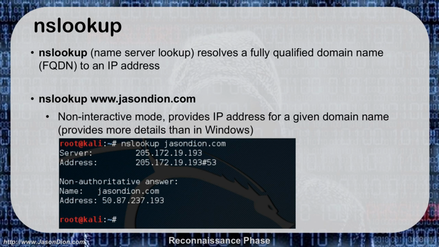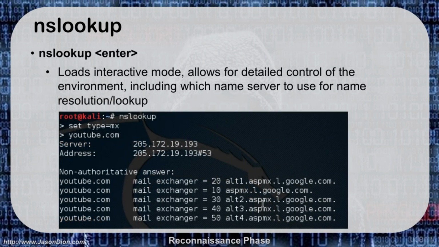There's also an interactive mode. In interactive mode, you just type NSLookup and then hit enter. This brings you up into the interactive mode. At this point, you can set certain types and modifiers. For example, on the screen here you see I set type to MX. That stands for mail records. By doing this, I can search for the mail records associated with youtube.com. As you see there, I got those mail exchangers displayed to the screen.